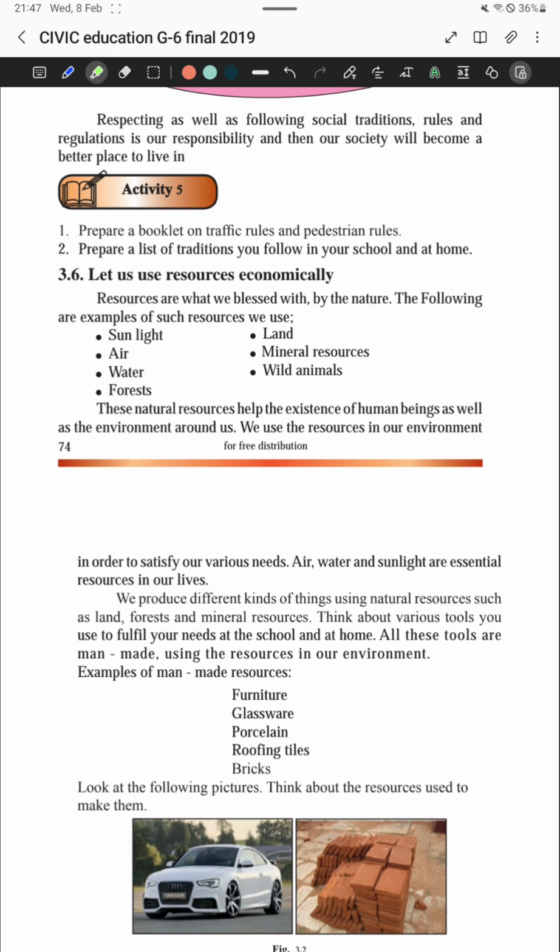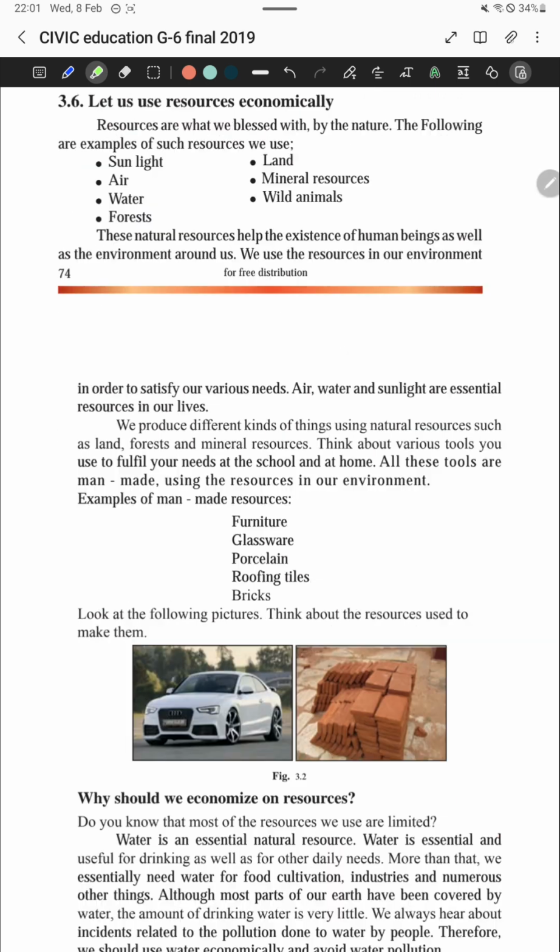Let us use resources economically, right? So in this subtopic, you must know how to use the resources economically. Economically means without destroying and keeping for the future, right? So that is called using the resources economically, right? And without wasting, without destroying the property or the resources, how to use the things, right? How to use the resources in the country, in the world, or in the state economically is what you are going to talk about under the 3.6 subtopic, right?